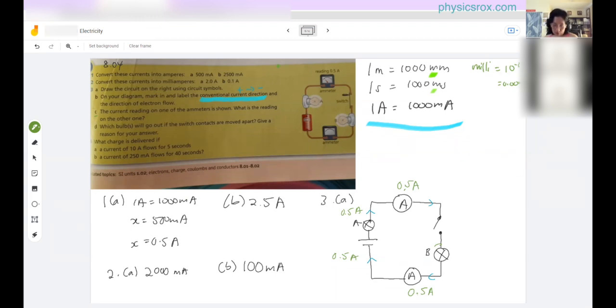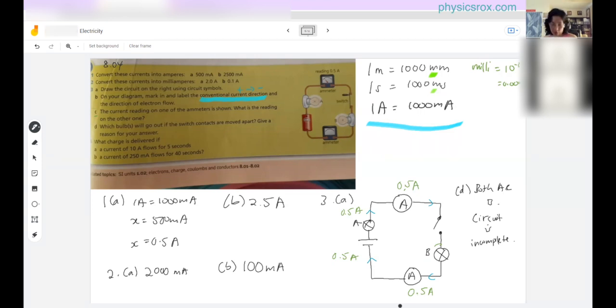ampere. Then D, which bulb will go out if the switch contacts are moved apart? Because it's one flow, if you move it apart, then obviously both will shut off. So the answer for D is both A and B. You can say the circuit is incomplete.